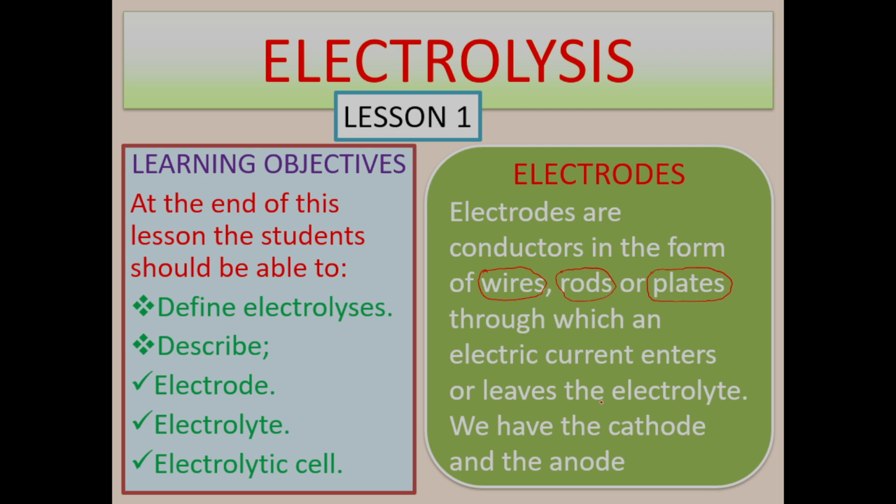We have two forms of electrodes, and these are the cathode and the anode. Now, you are going to pause the video and try to differentiate between cathode and anode. You can pause the video now.